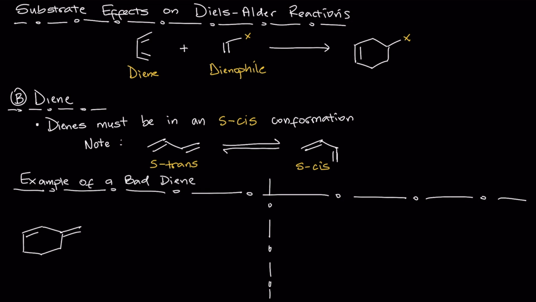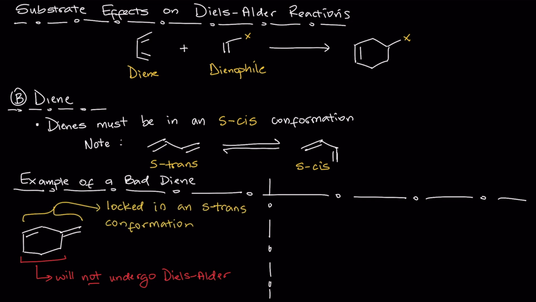So here is an example of a bad diene. And in fact, this diene cannot actually be used as a diene in Diels-Alder reactions. And the reason why is that the diene that we're looking at here is locked in an S-trans conformation. So if we just compare that to the S-trans above, we see that this diene cannot actually rotate into an S-cis conformation, and so therefore it cannot meet the structural requirement for a Diels-Alder reaction to occur.